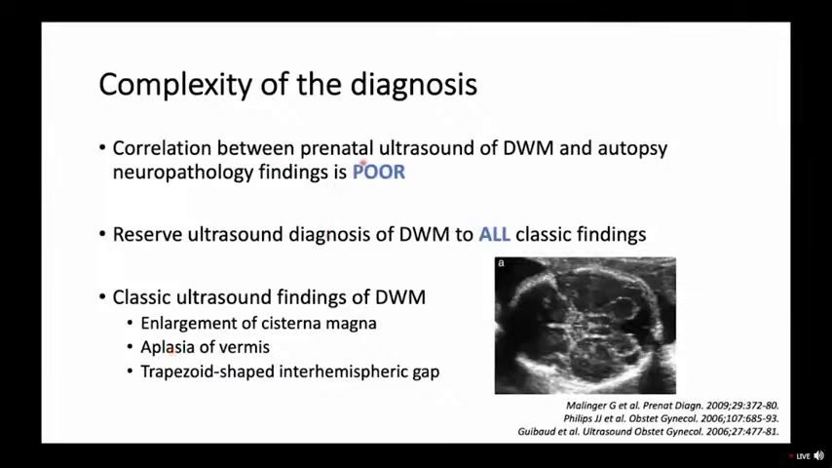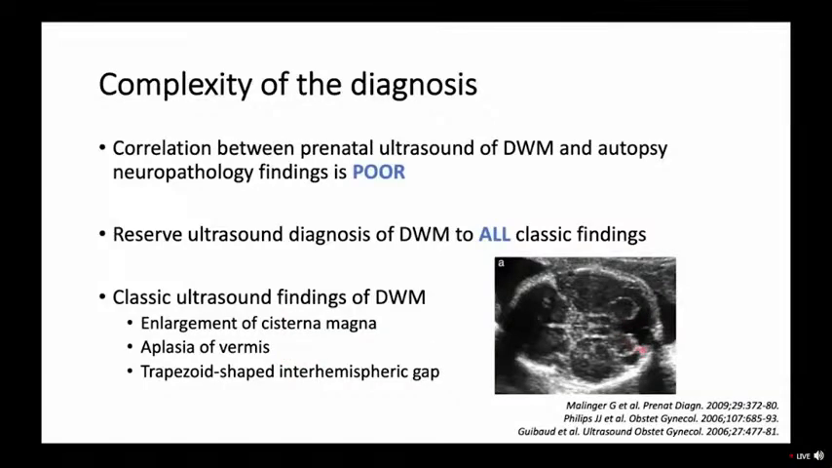Our correlation of ultrasound of Dandy Walker malformation and actual real neuropathology findings is really poor. For that reason, we want to reserve the specific diagnosis of Dandy Walker malformation to when each and all of the classic findings are present. What are the classic findings? There should be dilation of the cisterna magna. The vermis should be absent, and there should be a trapezoid triangular interhemispheric gap.